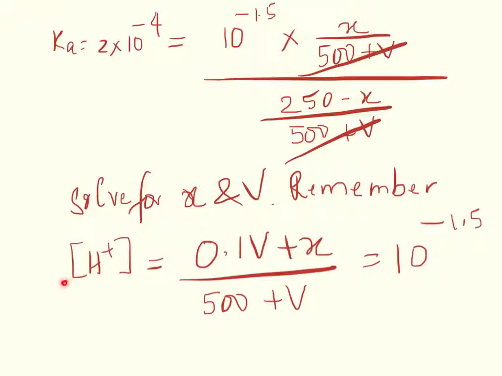Remember that concentration of H plus ions at equilibrium is 0.1 V plus X by 500 plus V, which we just calculated, and we said that's equal to this number, 10 to the minus 1.5. If you know X, you can calculate V quite easily from this.